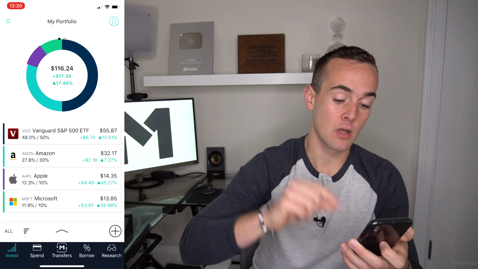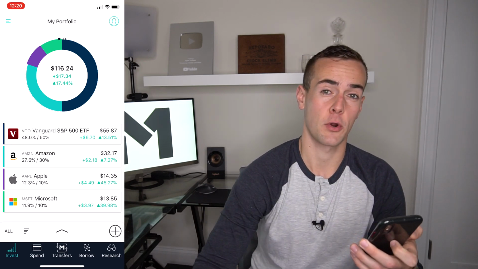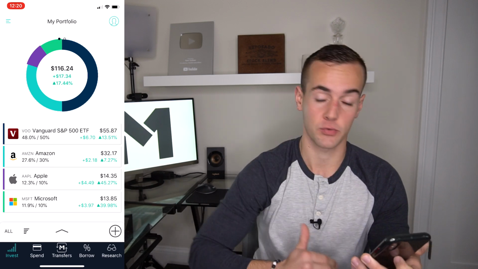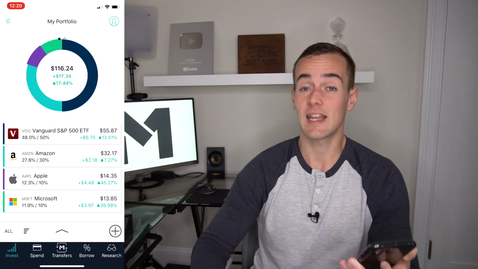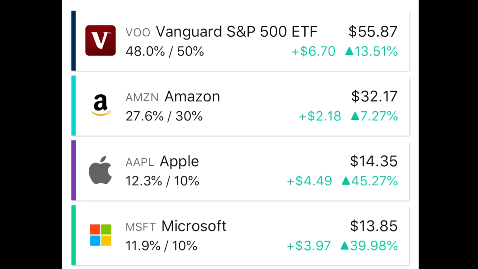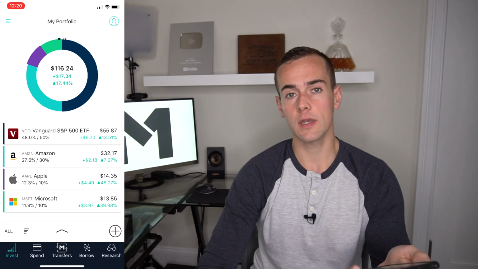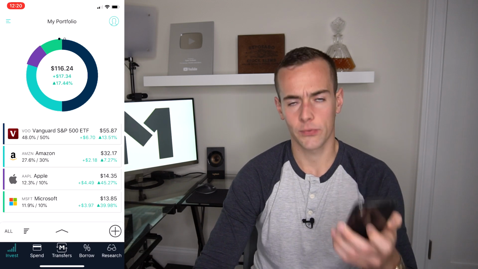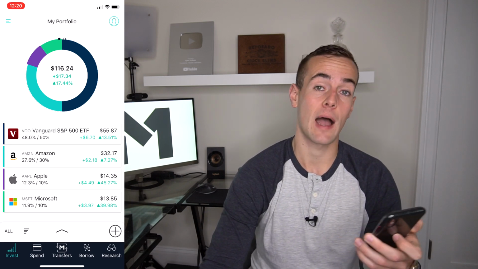This is my simple portfolio that I put together here, starting with $100 just for demonstration purposes for the app, but it's definitely not a dividend portfolio. A couple of these stocks do pay dividends like Microsoft, Apple, and the Vanguard 500 fund, but they're not high dividend stocks. So if you're looking to earn dividends through M1 Finance, you basically have two options.